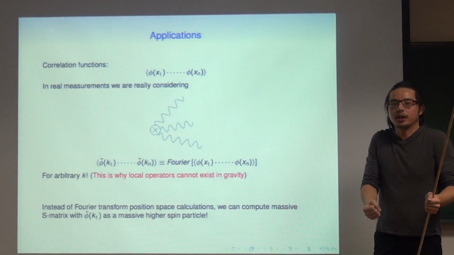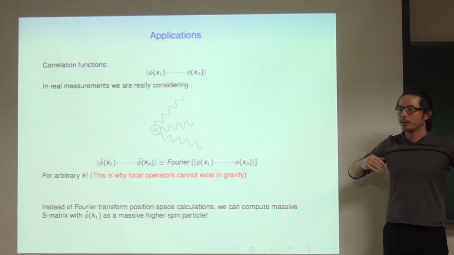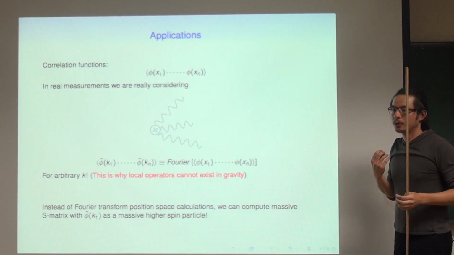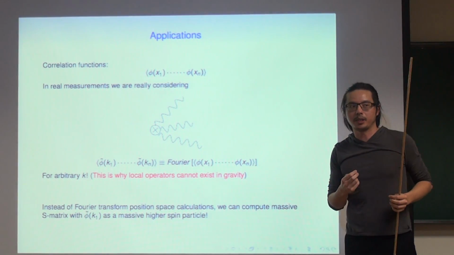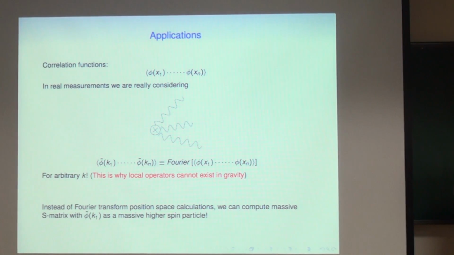What exactly are you measuring? What you're measuring is the photons that are coming from these fluctuations, right? So what you're measuring is in momentum eigenstates. So the real physical observable in most cases is not the position space correlation function, but really the momentum space correlation function.